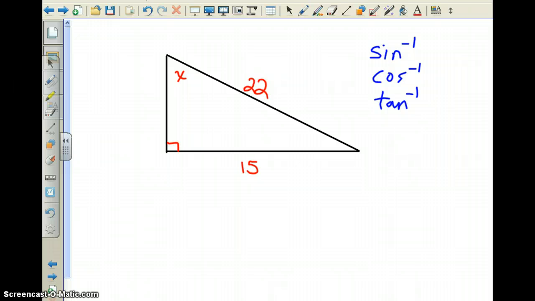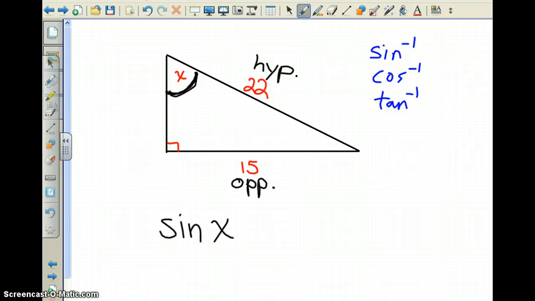So we're going to start this triangle just like we normally would. We need to determine what sides are given according to the angle that we're given, or in this case that we're looking for. So the 22 is obviously the hypotenuse. It's across from the 90-degree angle. And the 15 is across from the angle we're looking for. So 15 is the opposite side. So the trig function that involves opposite and hypotenuse is sine. So we're going to set this up as sine of some angle is 15 over 22.